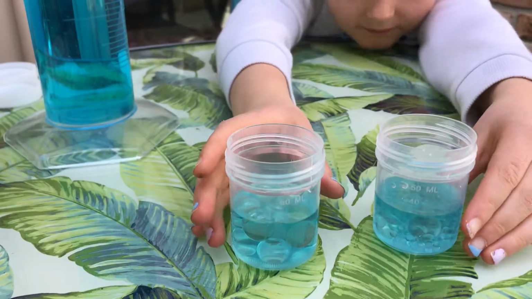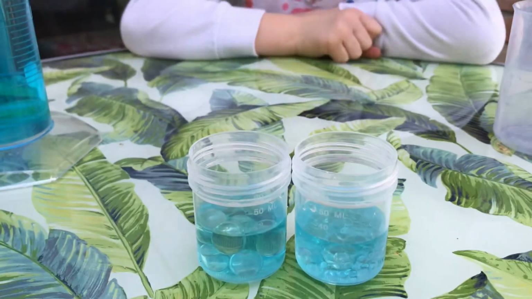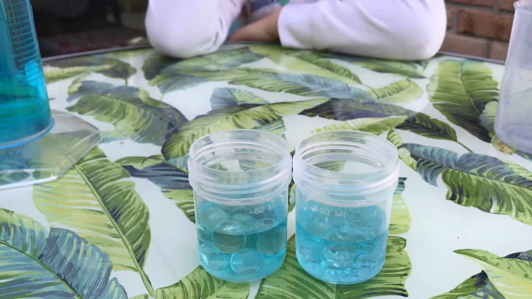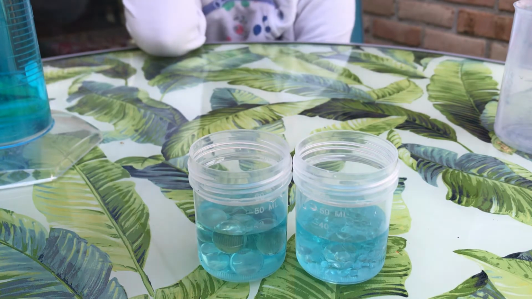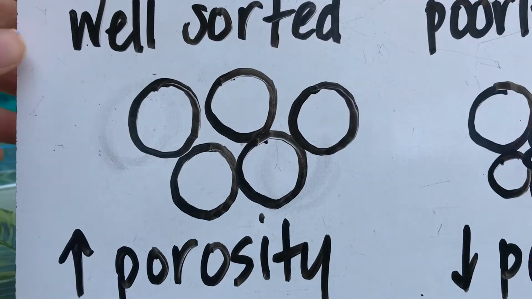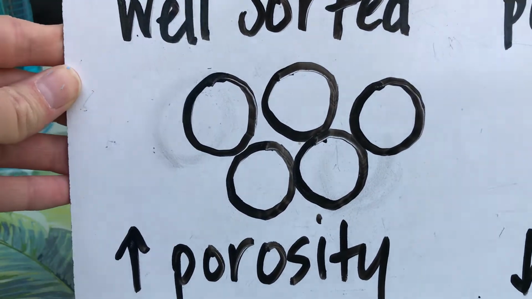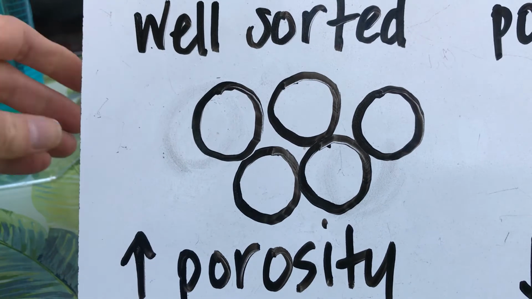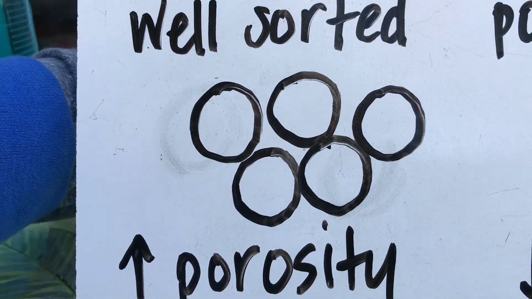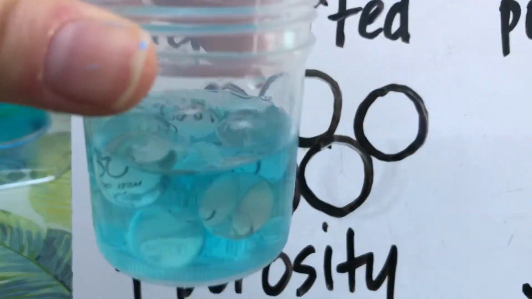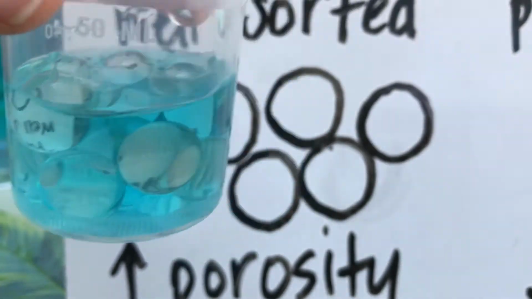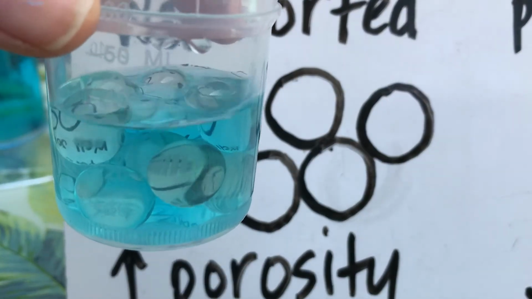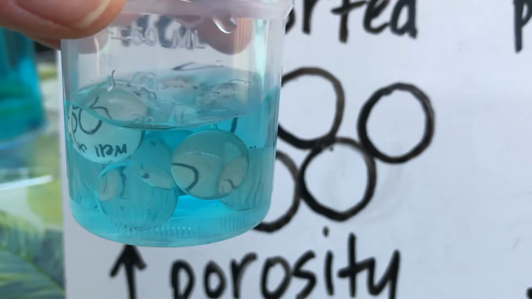And so what's different about these two samples is the size of the marbles. One is made of all the same size marbles. The other is a mixture of sizes. And each of those can be defined by percent porosity. So we have one sample on the left where our marbles are considered to be well sorted. They're all the same size, they fit together nicely, and therefore they have a higher porosity, or a greater ability to store water within those spaces.